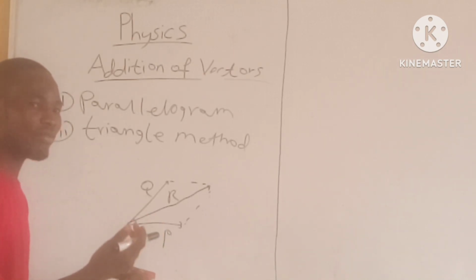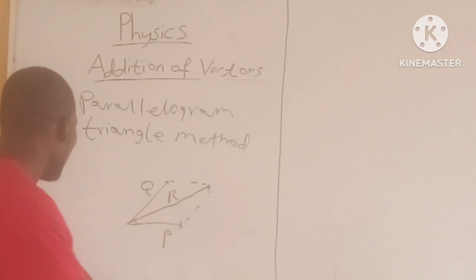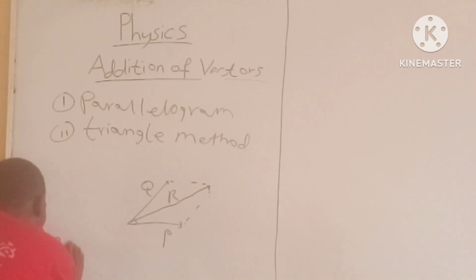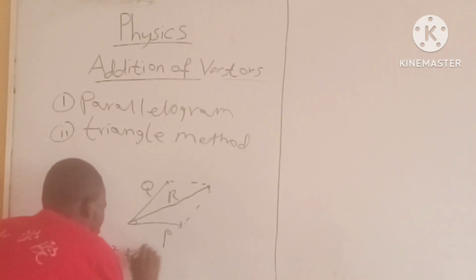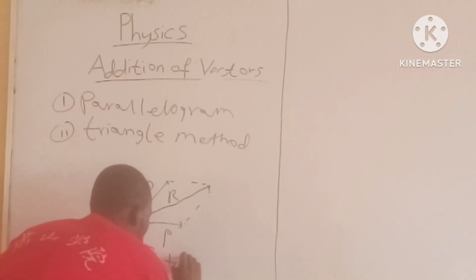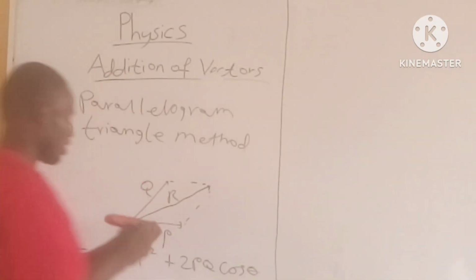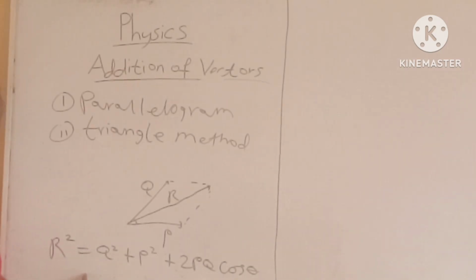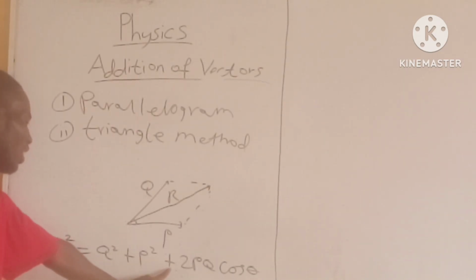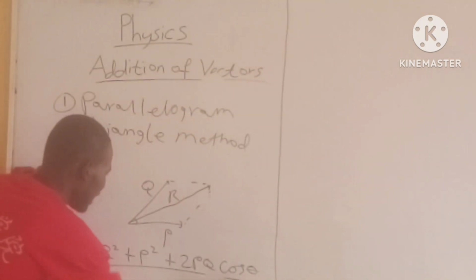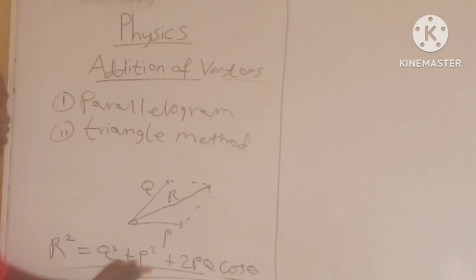Now, the parallelogram method has a formula, a way of getting this. The formula is R squared is equal to Q squared plus P squared plus 2PQ cos theta. Now, this is related to the cosine rule, but the difference between this and the cosine rule is that this one has a plus. So this is the formula for getting the resultant vector using the parallelogram.